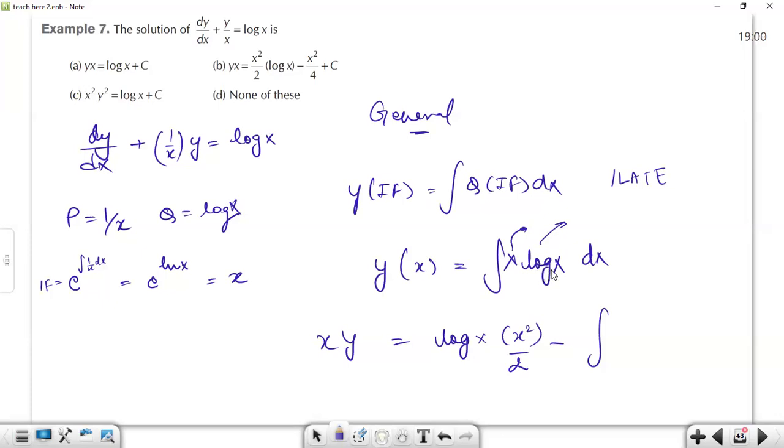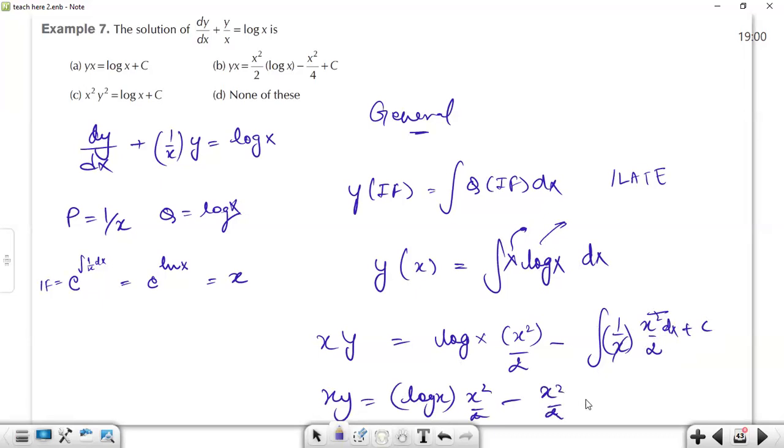differentiation of first function. Yes, differentiation of logarithm of x is 1 by x into integration of second, which is x squared by 2, plus constant. X cancels x. Now there's further integration. Let's write this first: logarithm of x into x squared by 2 minus integration of x dx, which is x squared by 2, plus c. This would be our answer.